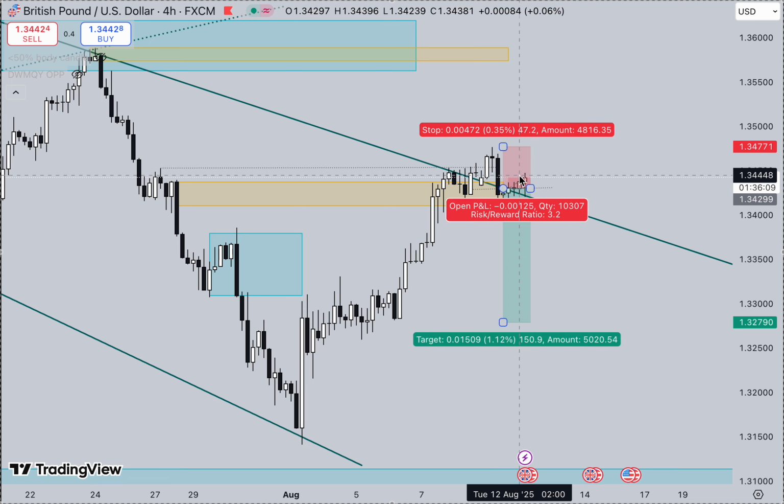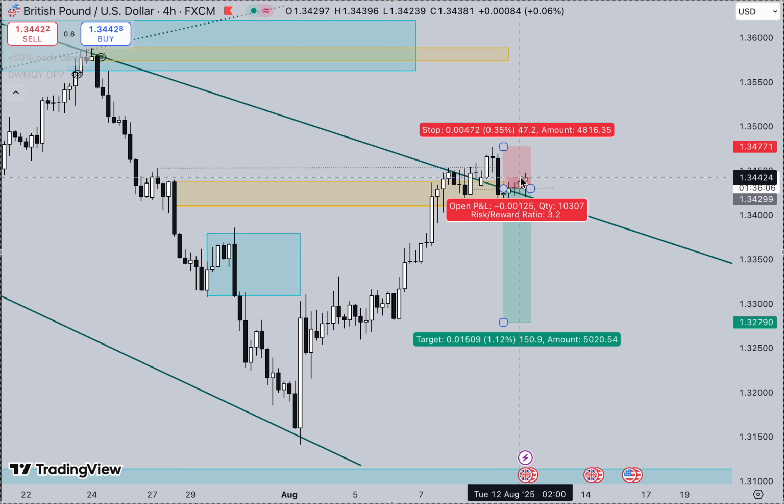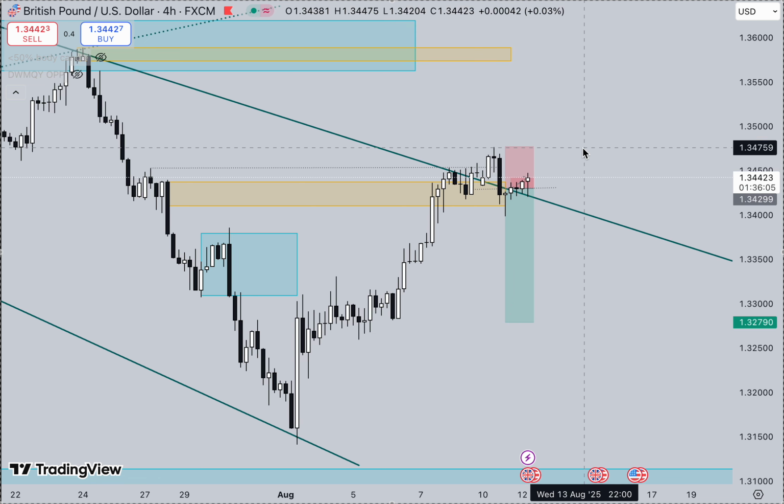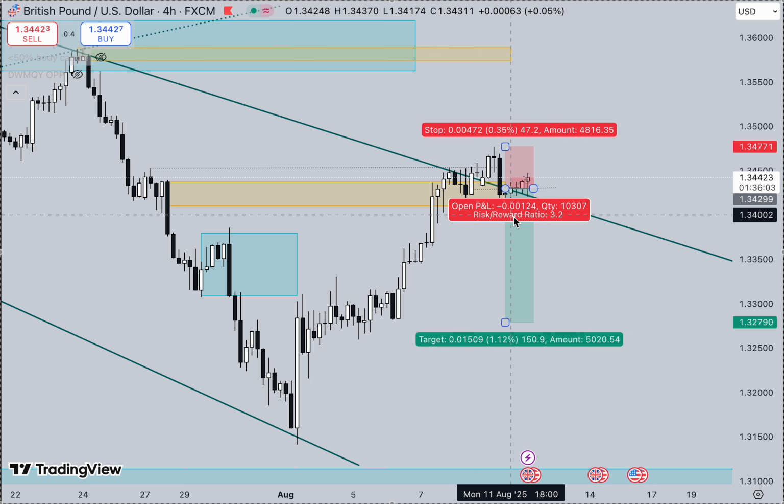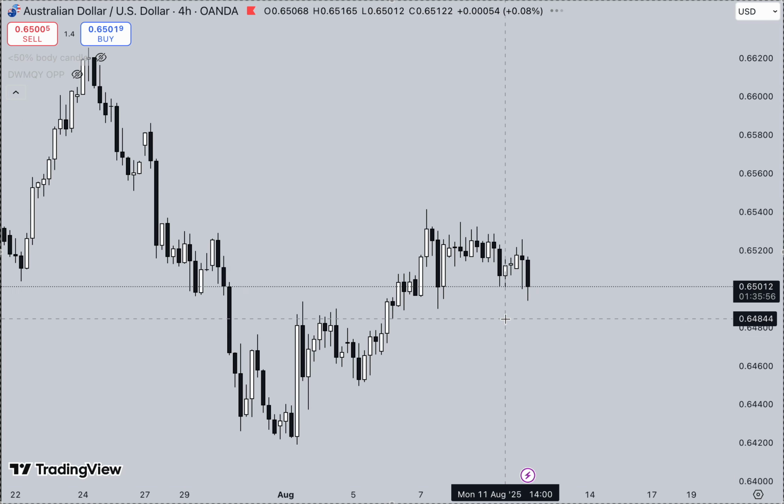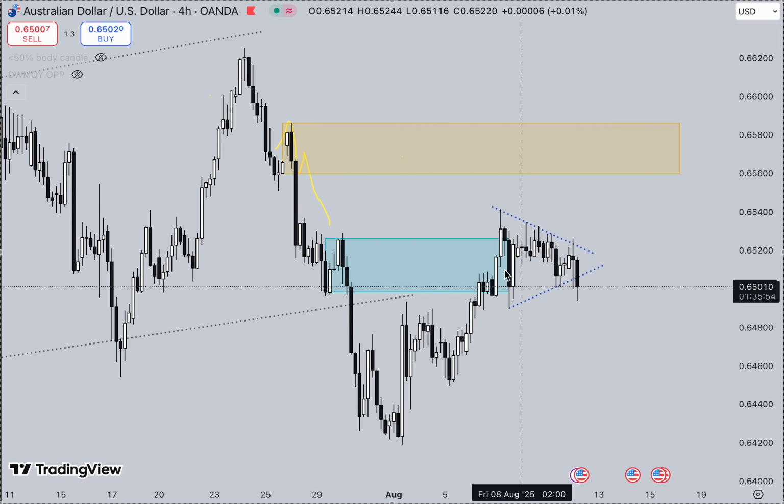Upon that change of character, on the retracement, we found an entry with my stop above the market structure and target a 1, 2, 3 below here. Okay, so let's see if the market gives us that. And now moving to AUD.